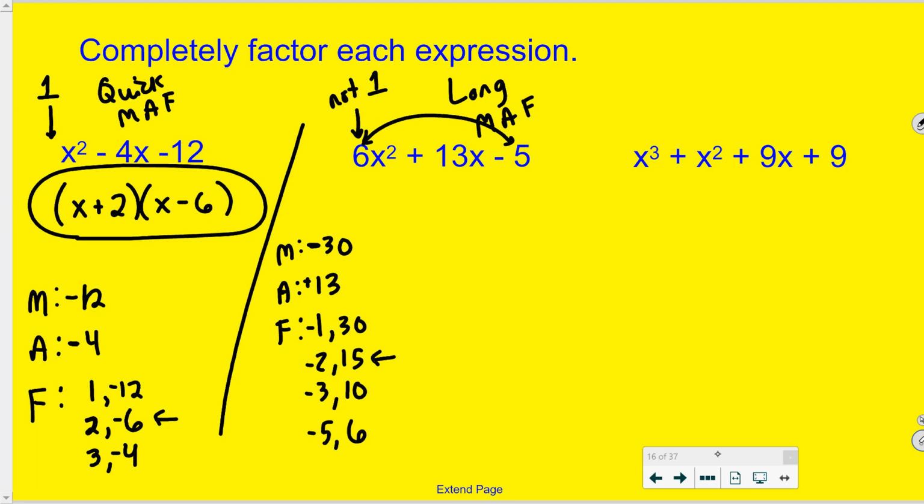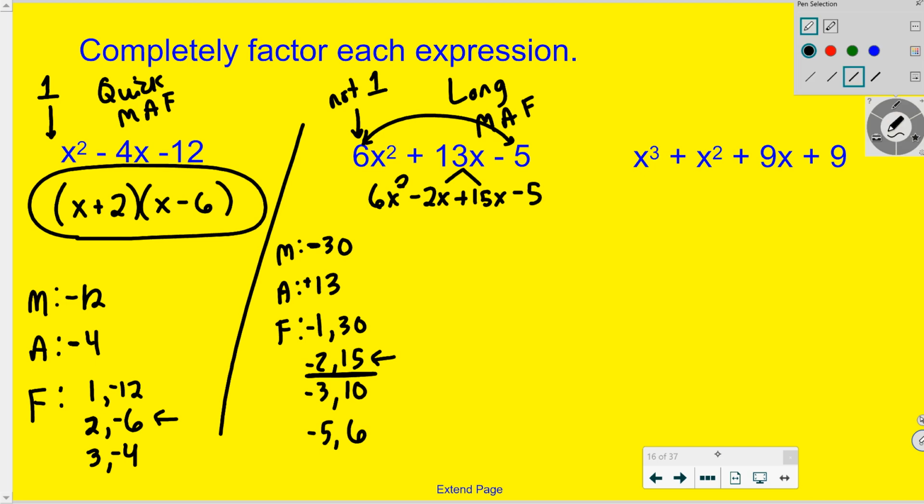It's these two. So now the difference here between quick and long MAF is I'm going to leave that first term alone. This middle one is now going to break into -2 with an x and positive 15 with an x. Those numbers came from right here, the -2 and the 15, and then the -5 stays put. Now what we need to do is group this. We've gone from 3 terms to 4 terms.